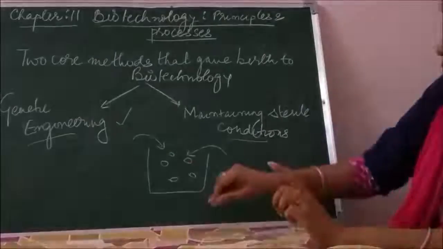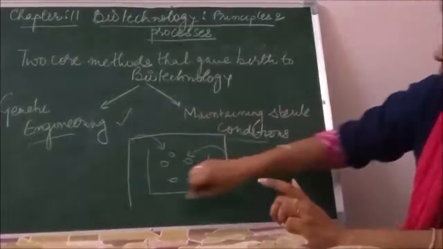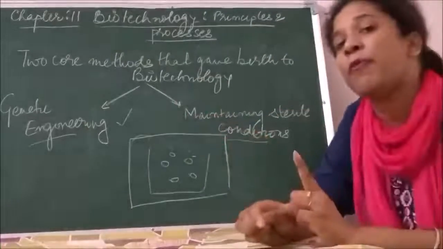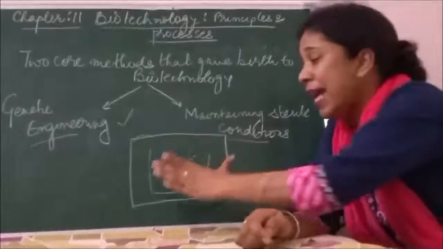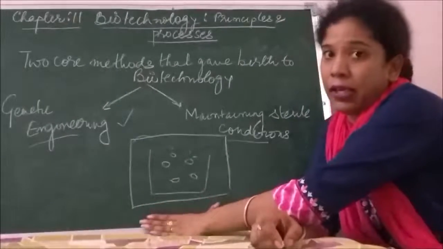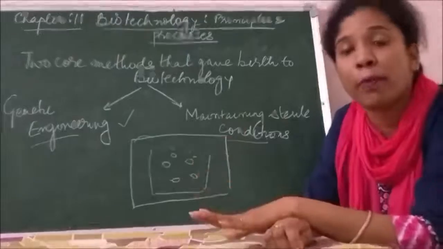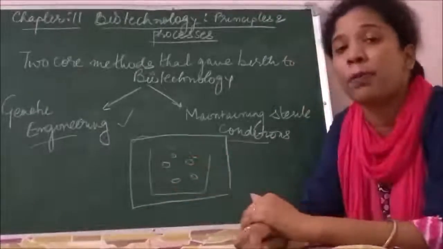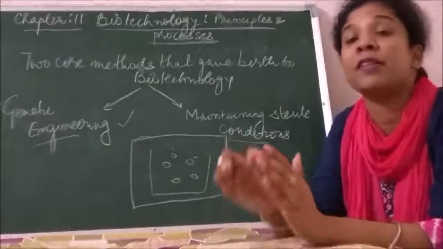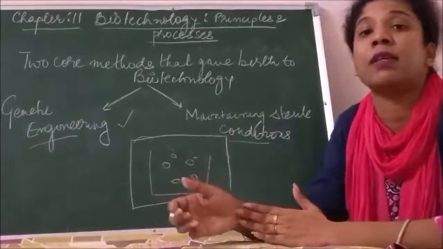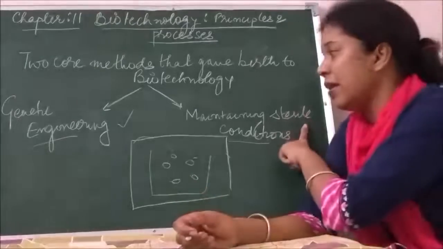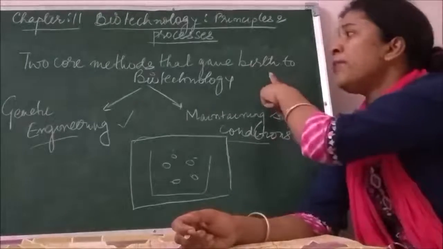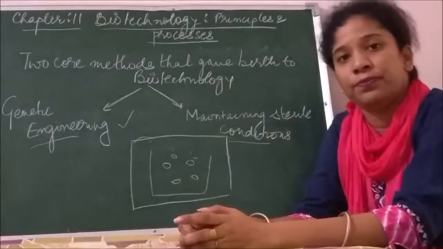Under such a situation, I need to create a particular condition where the entry of all other microbes is restricted and only whatever type of microbe I am adding is present. That means this condition is a sterile condition. That means in the air there is no microbe, and all the surfaces and the person who is working with this particular bioprocess are free of all microbes, and only the desired microorganism is present. This is known as sterile condition. So maintaining such a sterile condition is another major reason for giving birth to biotechnology.